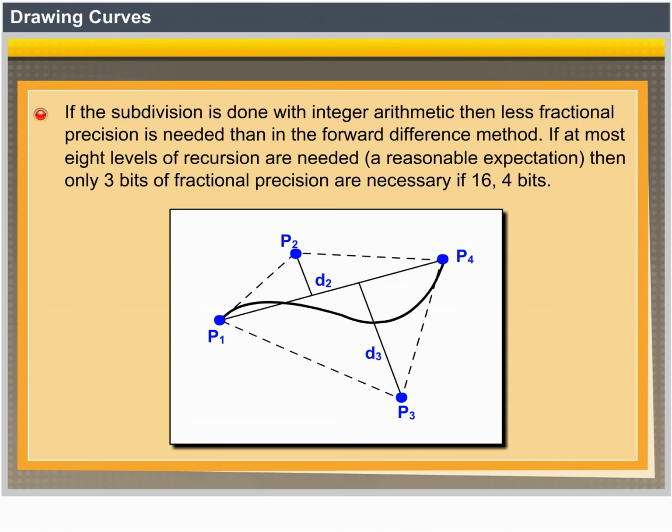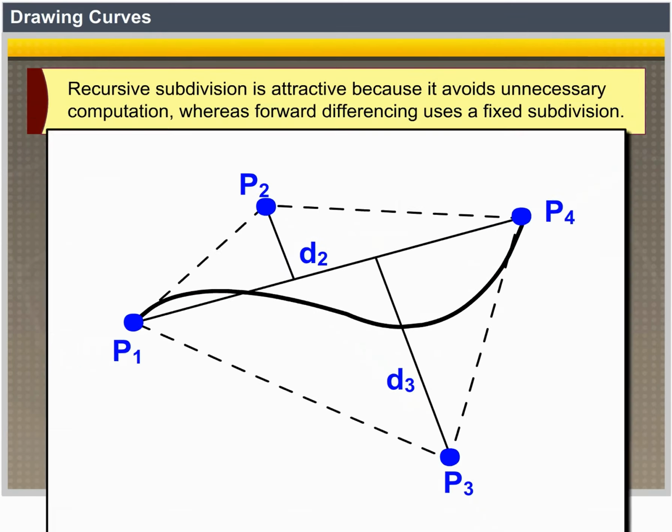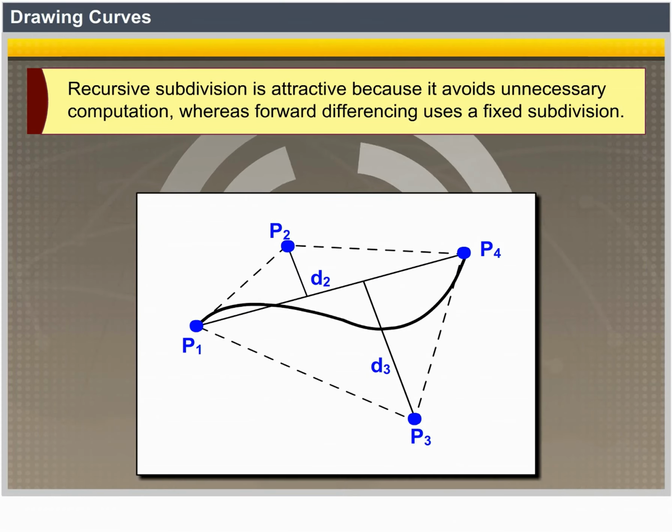If the subdivision is done with integer arithmetic, less fractional precision is needed than in the forward difference method. If at most 8 levels of recursion are needed, a reasonable expectation, only 3 bits of fractional precision are necessary. If 16, 4 bits. Recursive subdivision is attractive because it avoids unnecessary computation, whereas forward differencing uses a fixed subdivision.